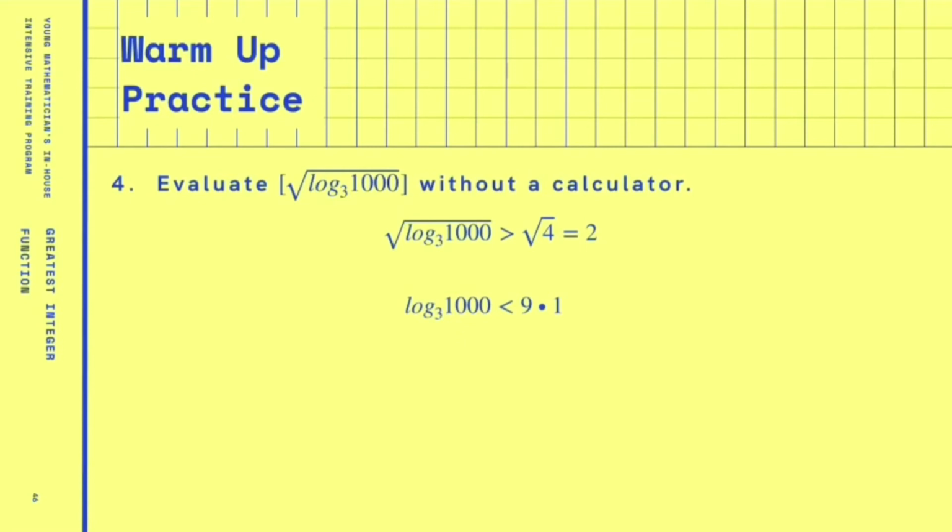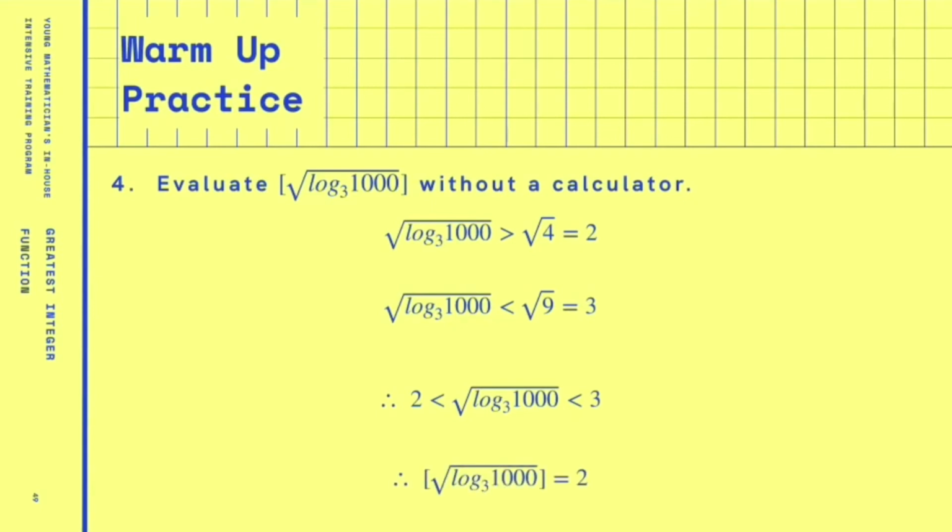Now taking the square root of both sides since they're both positive, we have that square root of log 1000 of base 3 is less than square root of 9, which is equal to 3. Therefore, we can now write the square root of log 1000 of base 3 to be between 2 and 3. Therefore, if you take the greatest integer function of that expression, then it must be equal to 2. And that is our answer.